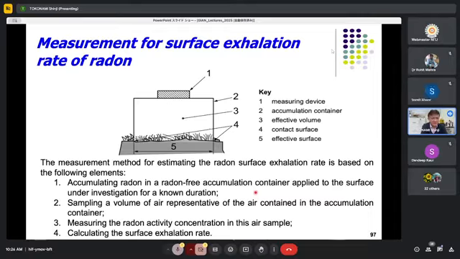So I'd like to explain the measurement of surface exhalation rate of radon. This is based on the ISO international standard. The measurement method for estimating the radon surface exhalation rate is based on the following elements: accumulating radon in a radon-free accumulation container applied to the surface under investigation for a known duration.